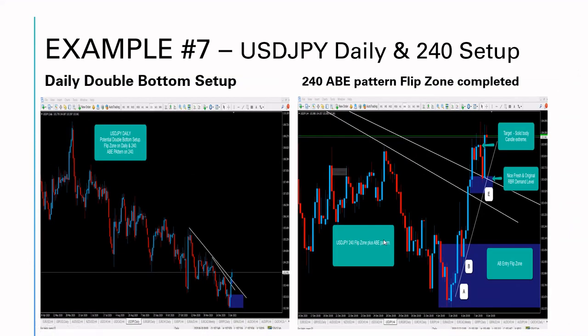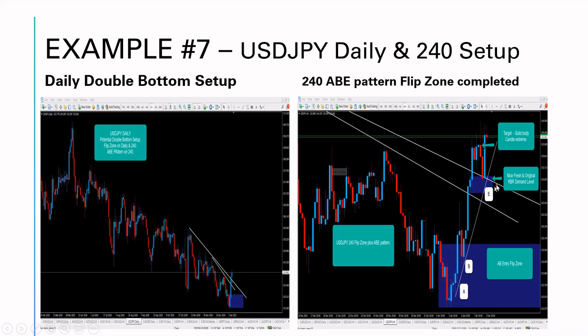So another example, number 7, dollar yen daily and 240 setup. It's broken this daily trend line. I was looking for shorts in this area, by the way, trend line confluence, and I got stopped out only once, and then price rallied higher. In fact, there was a flip in supply and demand. There's no setup. I had to let price play out until we had this pullback into this rally base rally, fresh and original demand level.